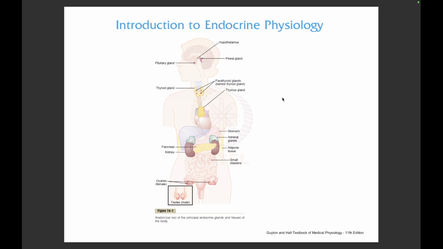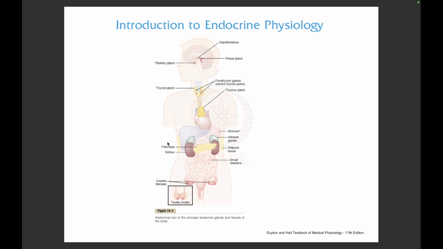Okay, so here in the image you can see there are several endocrine glands throughout our body, located at different parts. For example, in our hypothalamus region, below that you can see there is a pituitary gland, and beside that there is a pineal gland. Then in our thoracic region we have a thyroid gland, and also the parathyroid gland. Then we have a thymus gland.